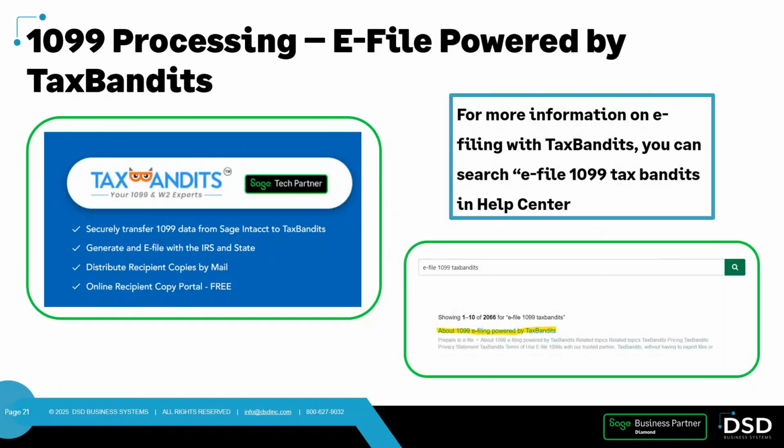So speaking of the third party, 1099 e-filing powered by Tax Bandits is available. They have partnered with Sage Intacct. They have preferred pricing for Sage Intacct users. For more information on this, you can search in the help section, e-file 1099 Tax Bandits. There is a whole help article that will give you more information about that.